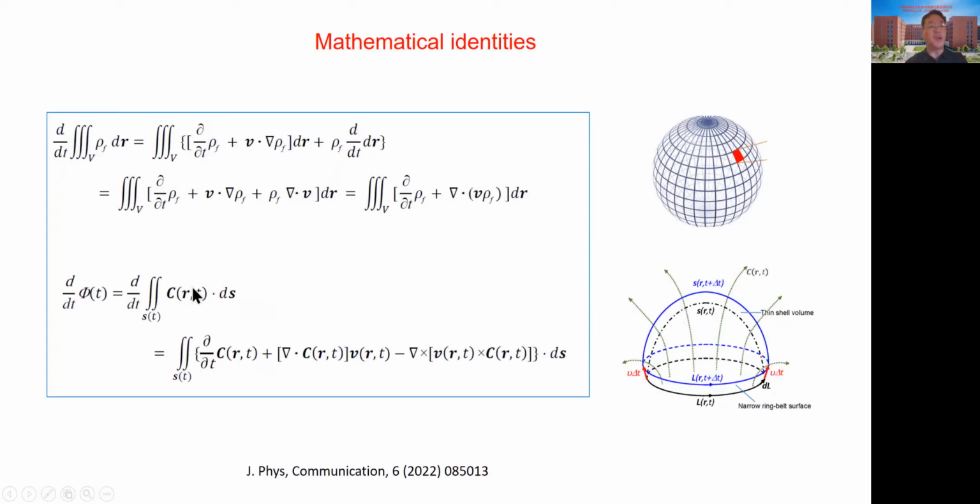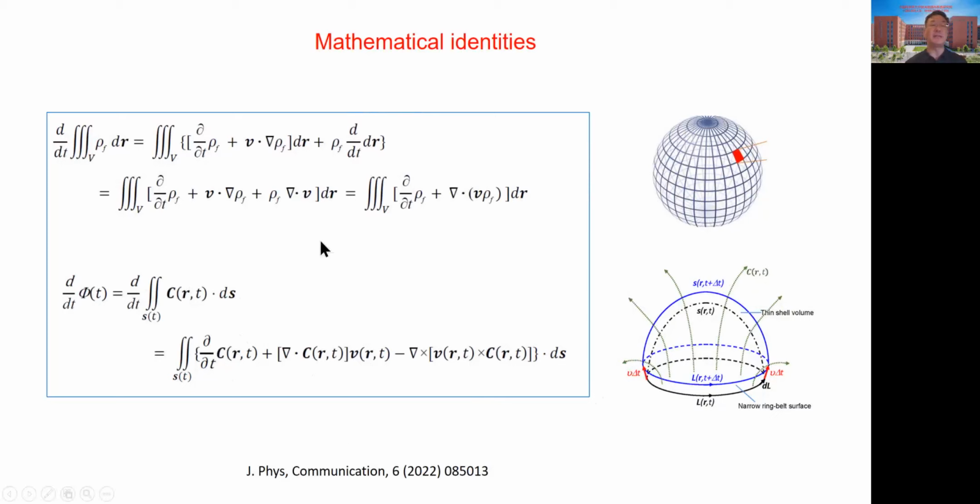This is the flux. The time derivative of the flux of a function through a surface is the partial derivative of the function itself plus a few other terms. This is due to the moving of the surface. The surface can be moving, contracting or expanding, and this moving velocity is general. It can be time dependent and, of course, space dependent as well. So these are the two mathematical identities.